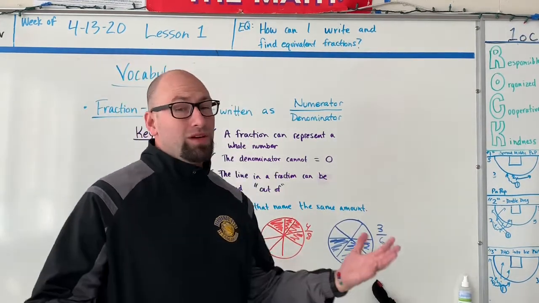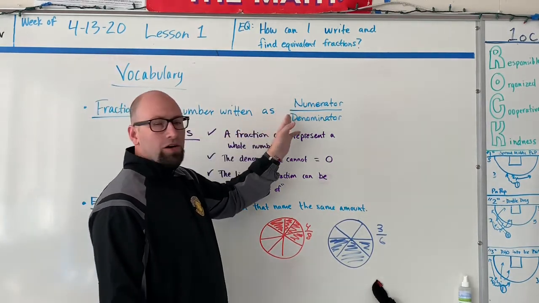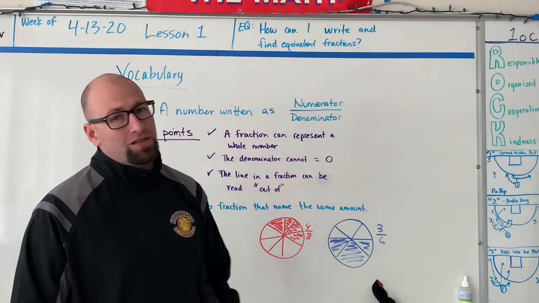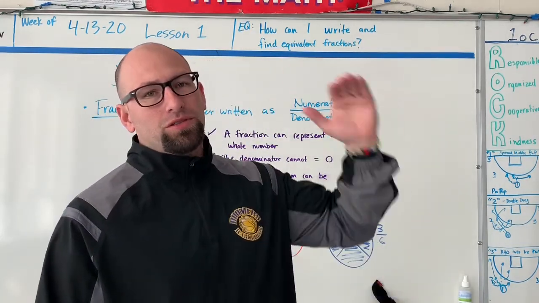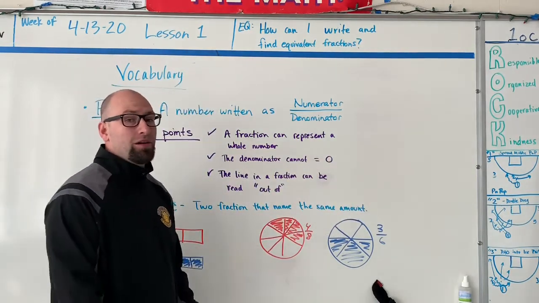We're going over a fraction, but what is a fraction? Right here, a fraction is a number written as a numerator over a denominator. Okay, so you're going to have two numbers, and they're going to be whole numbers. And you're going to have a numerator on top and a denominator on the bottom.